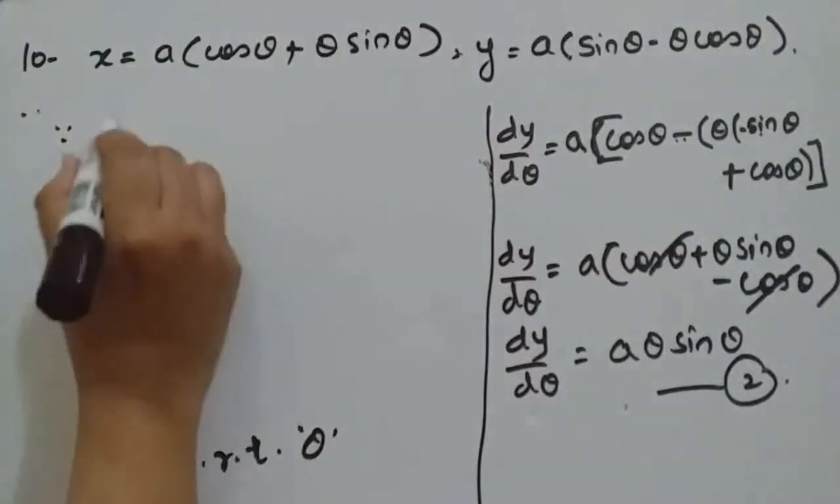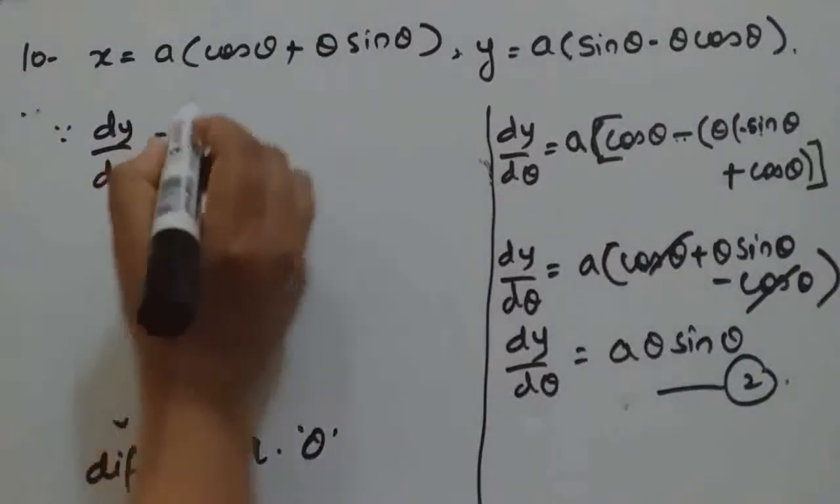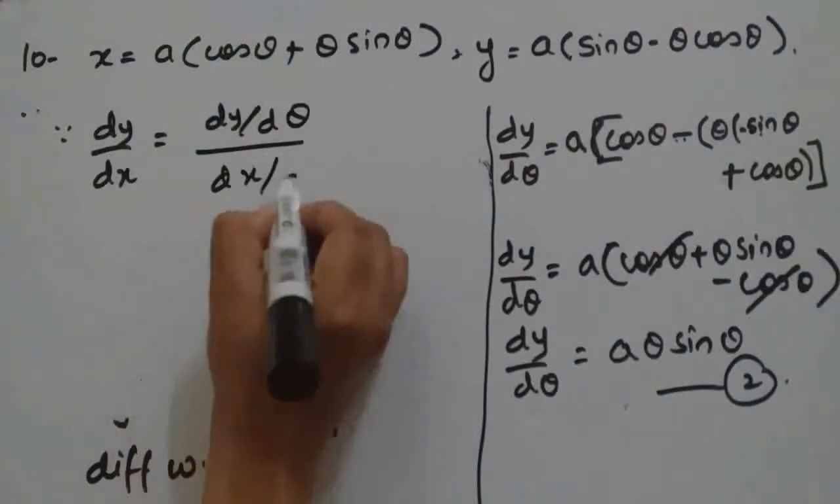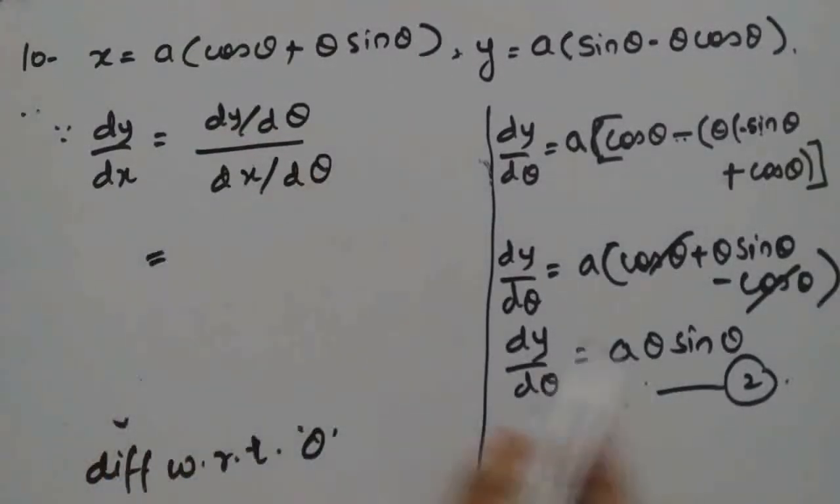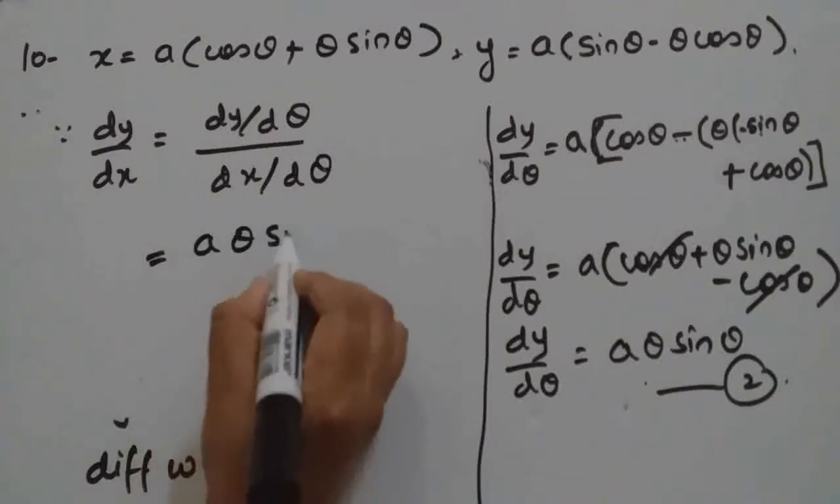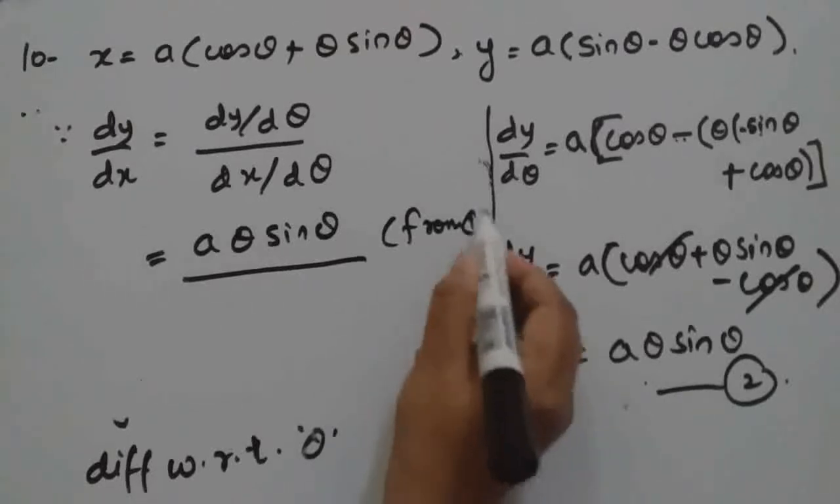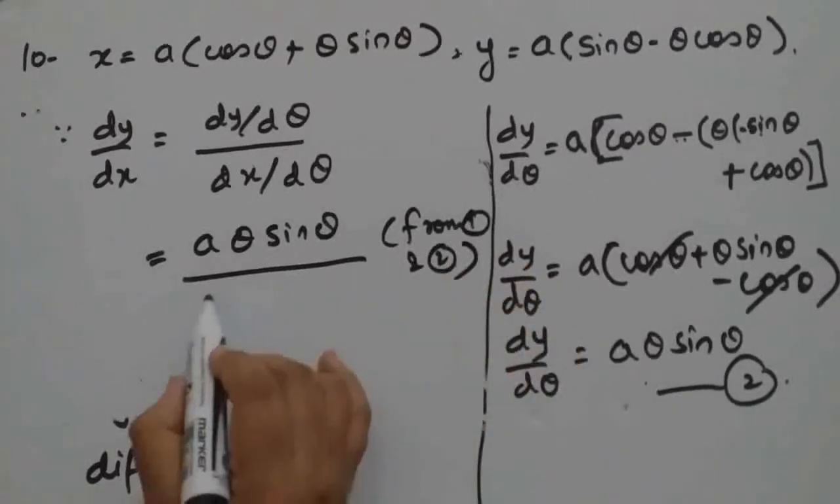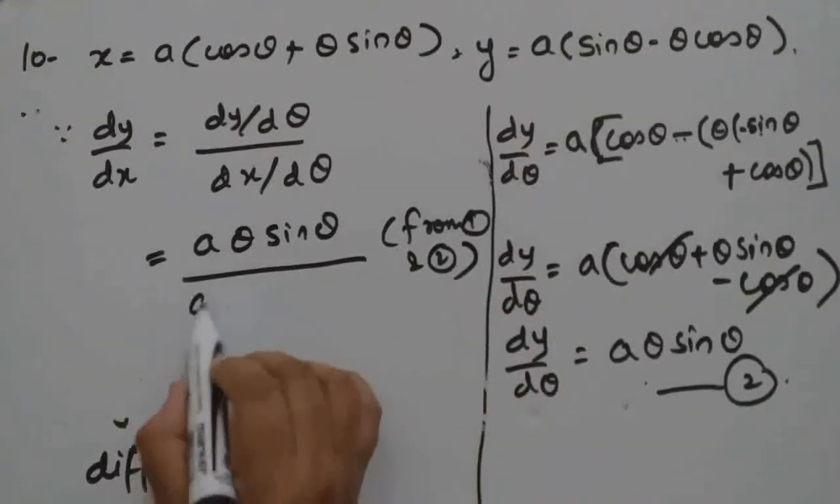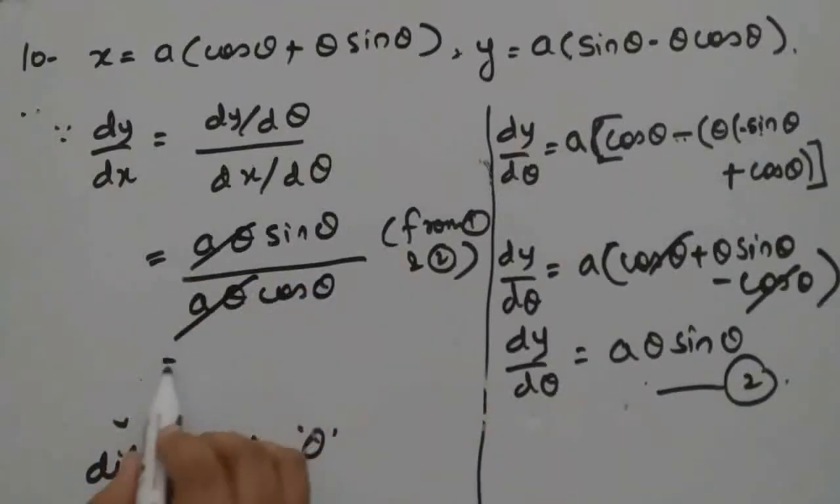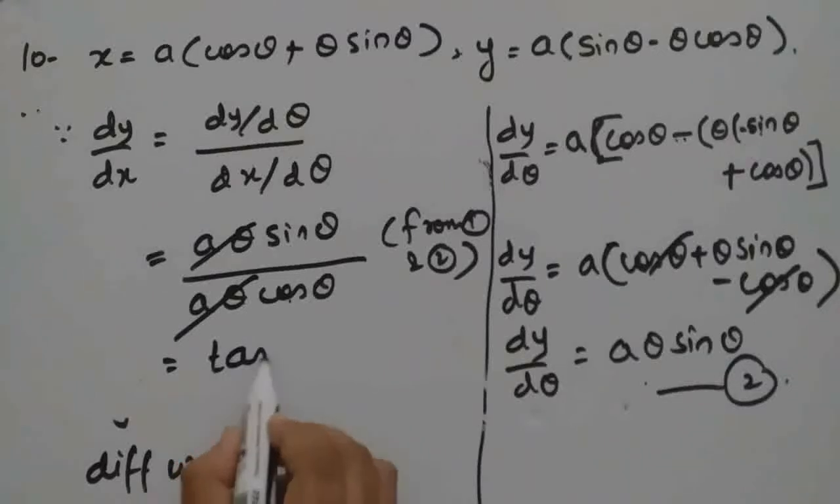So since dy by dx is dy by d theta divided by dx by d theta. So dy by d theta is a theta sin theta, from 1 and 2 we can write. And dx by d theta is a theta cos theta. So a theta, a theta will go. Sin theta by cos theta is tan theta.